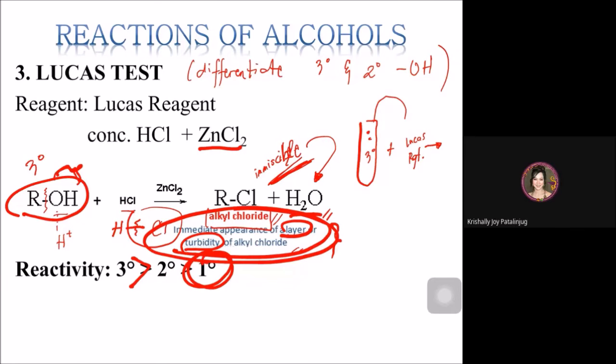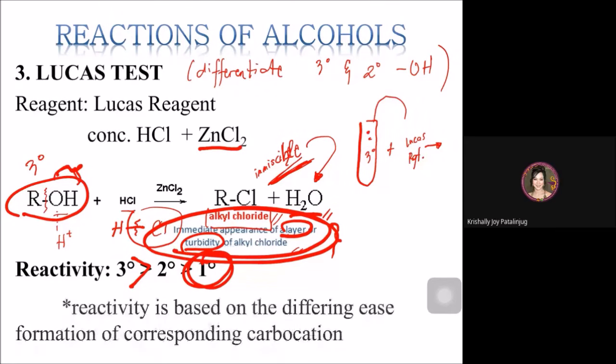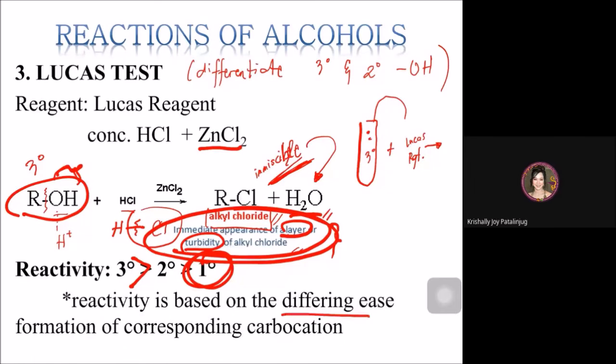Okay? So, what is the reactivity of the alcohol towards Lucas reagent based on? It is based on the ease of formation of the corresponding carbocation. The faster the alcohol forms a carbocation, the more reactive. And it is the tertiary alcohol that forms the more stable carbocation.